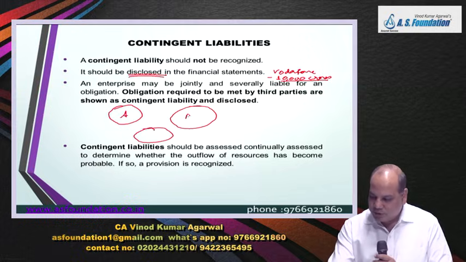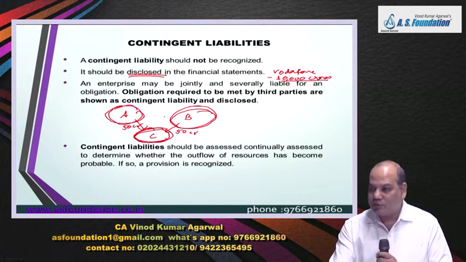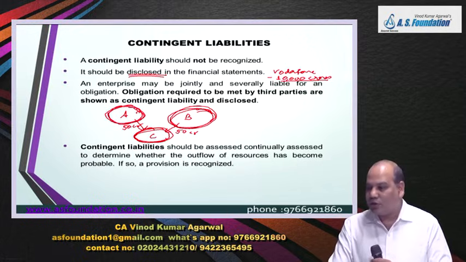A, B, C. A and B have given a joint guarantee on behalf of C, 50 crore rupees each. Now what is this arrangement? If C doesn't pay, then A will pay 50 crore, B will pay 50 crore, but the liability is joint also. So if B doesn't pay his share, A will also be required to pay B's share. So what is the total contingent liability A will disclose here? 100. Because in this case, you are also liable to pay if B doesn't pay.